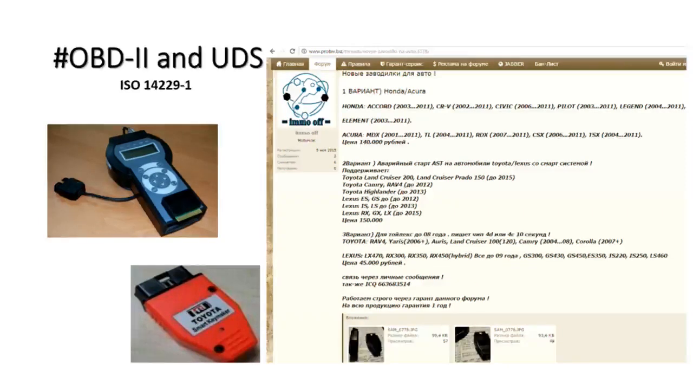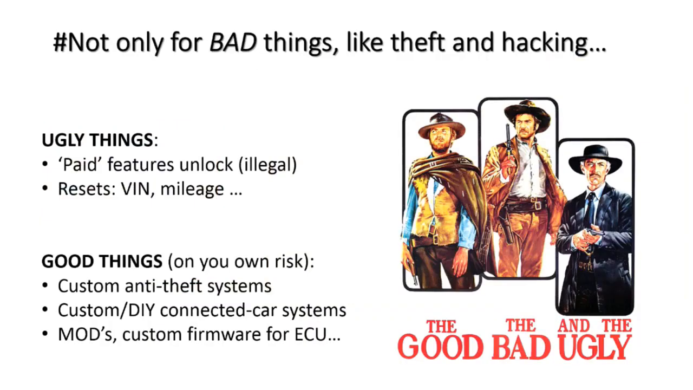UDS, based on the ISO-TP protocol, is the Unified Diagnostic Services protocol. It's like OBD, but with UDS you could make changes on the ECU, like reset keys, probably update firmware, and change parameters of your ECU. And that's why those devices could be used for stealing as well.